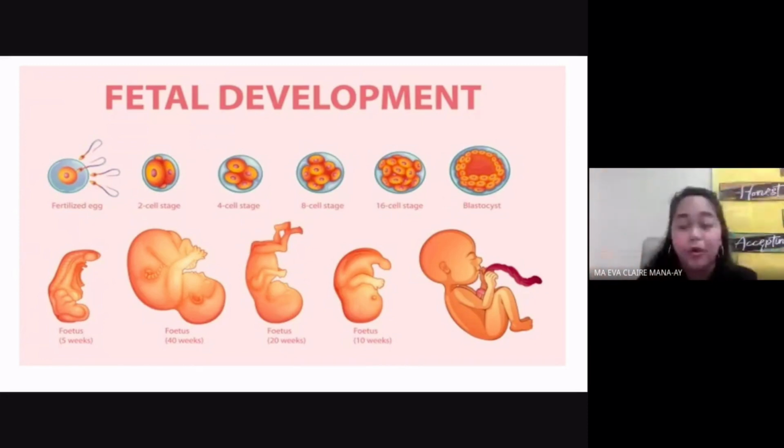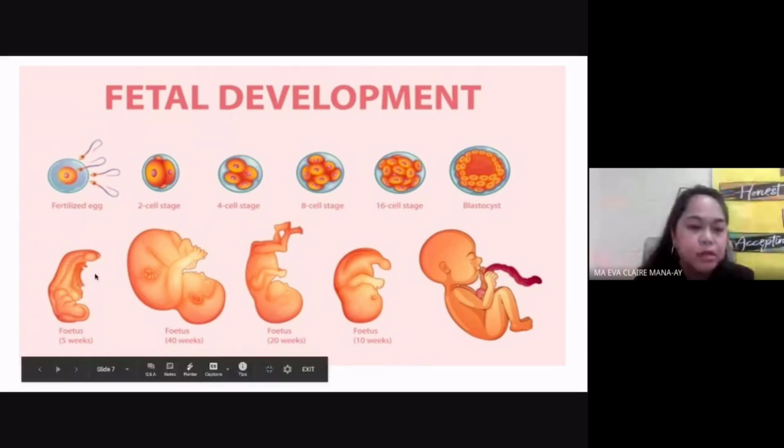And we know that it has gone through different differentiations, okay? Several processes until, of course, you are formed by 5 weeks. This is what your fetus would look like. By 40 weeks, the fetus would look like this.